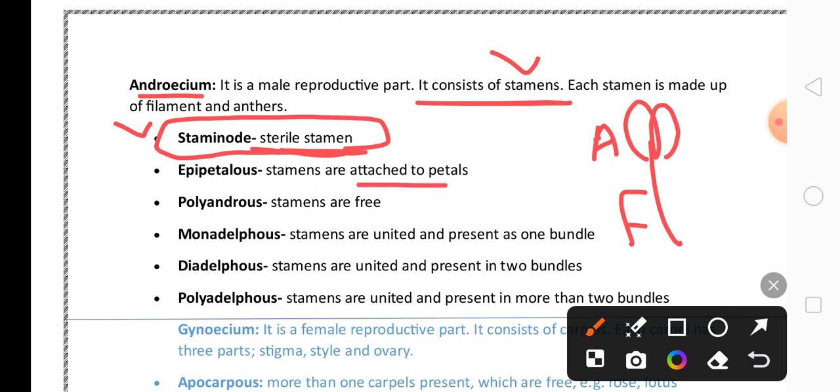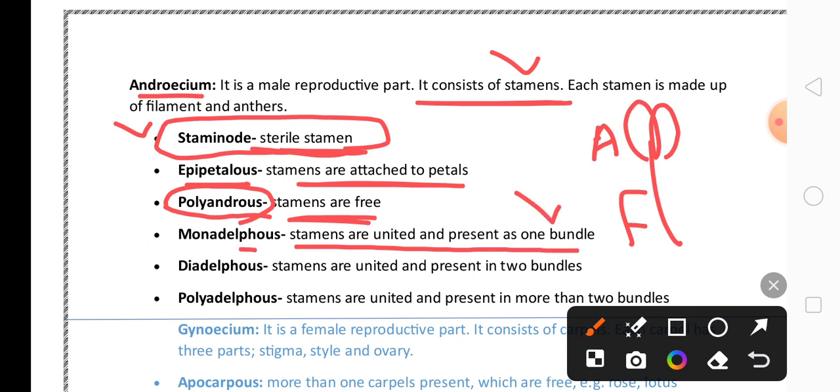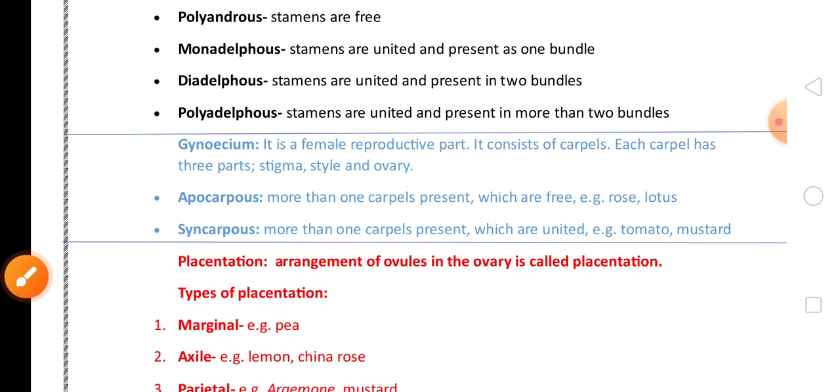If the stamens are attached to the petal, it is called epipetalous. If the stamens are free, it is called polyandrous. If stamens unite to form one bundle, that condition is called monoadelphous. If it is forming 2 bundles, diadelphous. More than 2 bundles, polyadelphous. These are all 1 mark terms important to the exam.